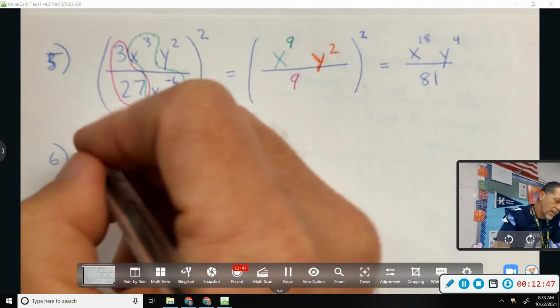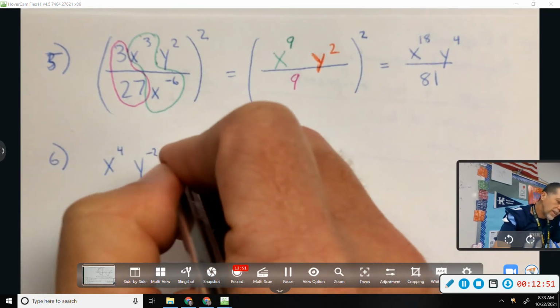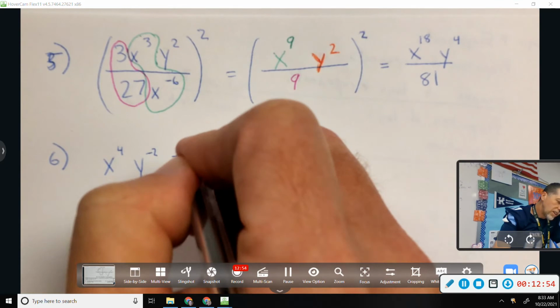Another one that's tricky looking. X to the 4th, y to the negative 2, z to the 7th.